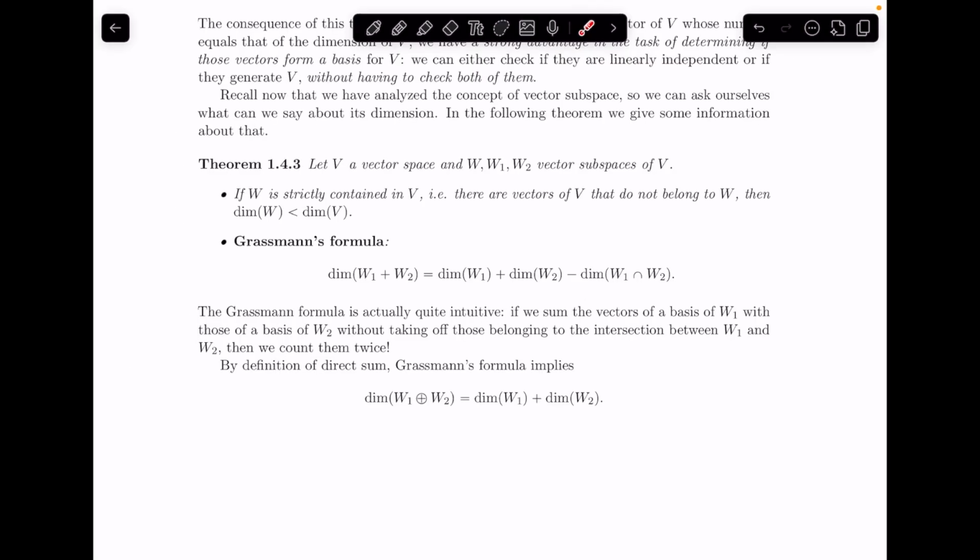Notice that when we consider the direct sum, then it means that the intersection between W1 and W2 is reduced to the null vector, hence its dimension is 0, and so we have that the dimension of the direct sum of two vector subspaces is simply the sum of their dimensions.